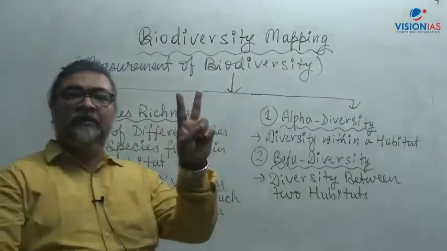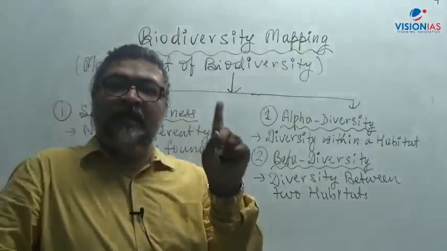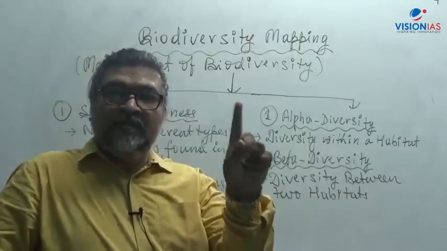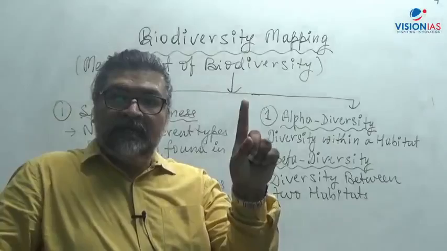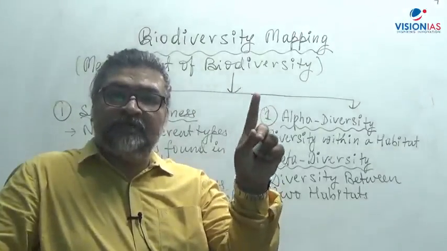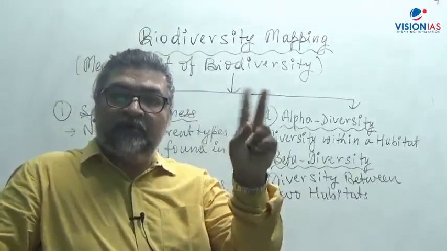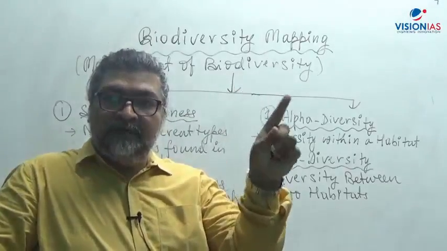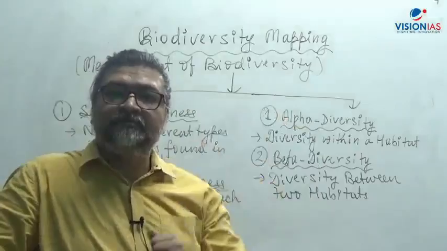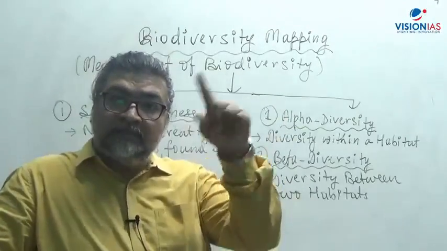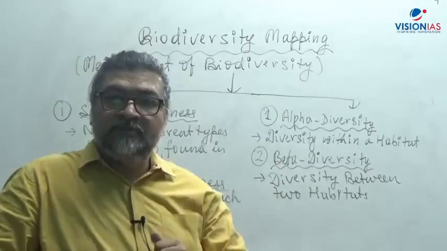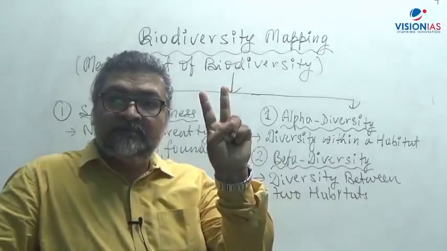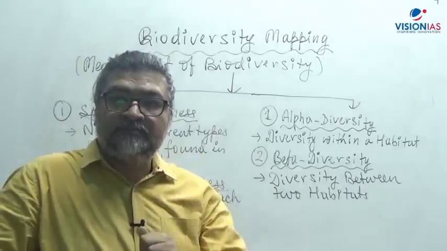When you compare two habitats, let's say one habitat has got elephant, tiger, leopard, and the second habitat has got deer, rhinoceros. So if you compare both of them, how many are there? Five. Tiger, deer, rhinoceros, elephant and leopard. When you take two habitats together, the diversity of species of two habitats is called beta diversity.